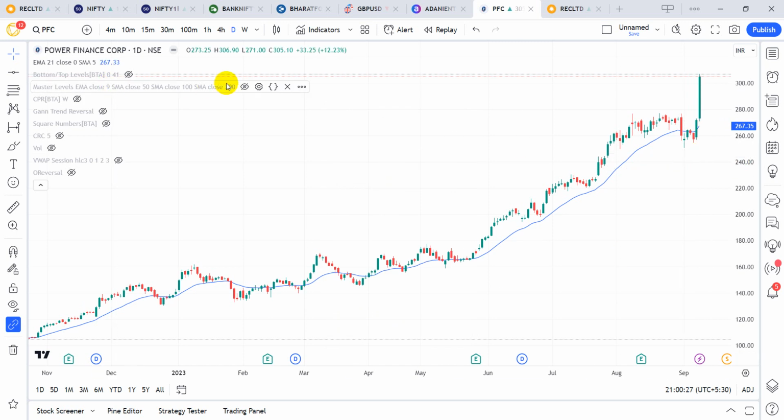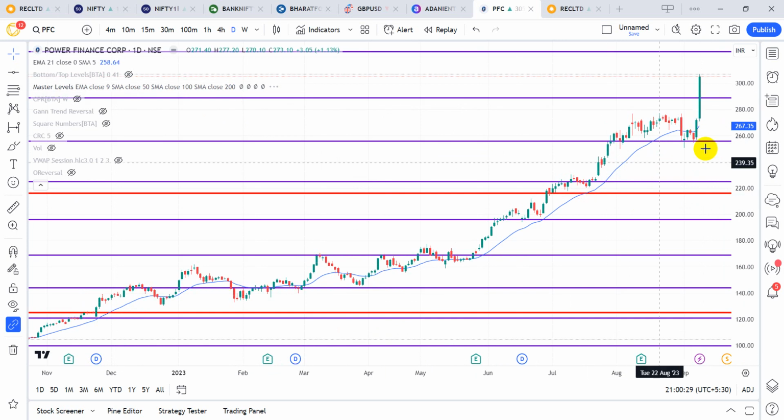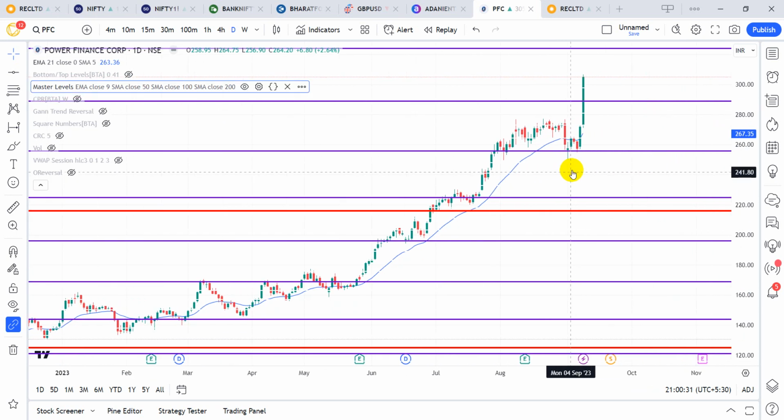And what we can do is we use our GAN levels also. See here. So this is what we call as price and time squaring. See, the purple lines are GAN trend change levels. So it made a doji here. So we can go long. Again, it made a double bottom here and just shot up.